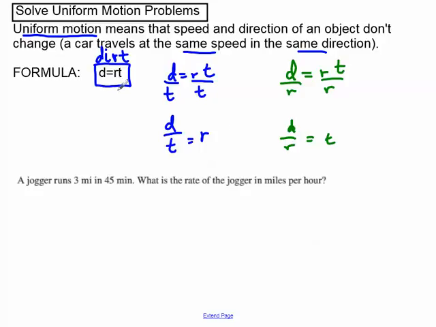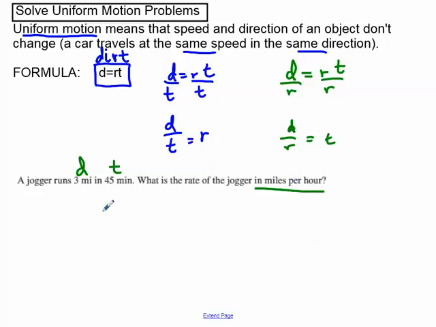So if we're solving for any one of these, distance or rate or time, we can always start with that DIRT equation and modify it to get here. So let's use the blue equation or the green equation to solve one of these. Let's go down here. A jogger runs 3 miles, that would be distance, in 45 minutes, that would be time. What is the rate of the jogger in miles per hour?